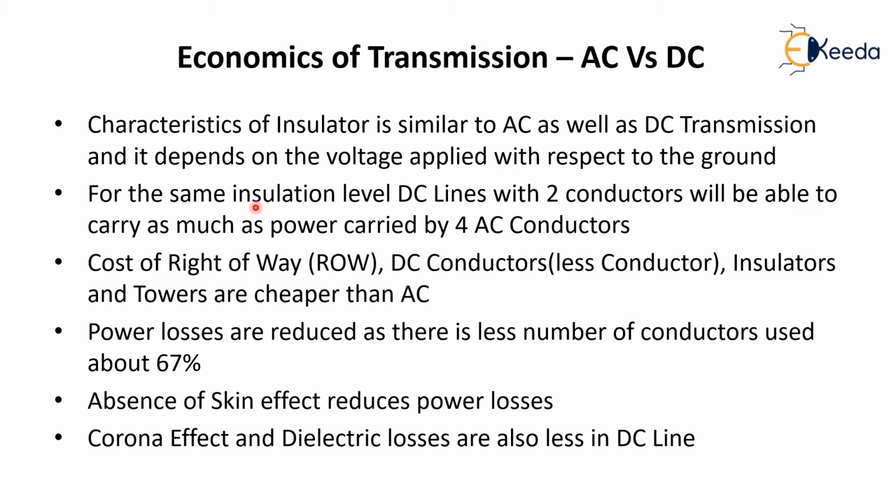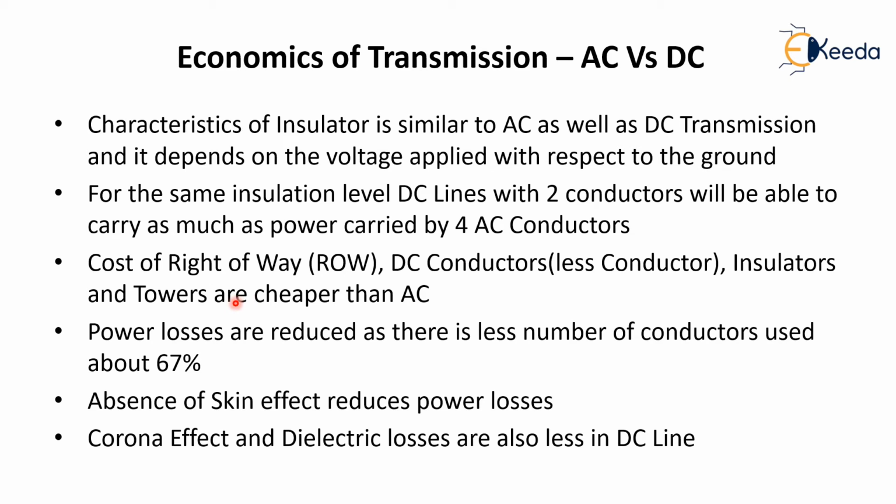And the second important factor is that for the same insulation level, DC lines with two conductors will be able to carry as much power as four AC conductors. And the third important point is that the cost of right of way, DC conductors, insulators, and towers is cheaper than AC. In DC systems, all these things are cheaper. We have discussed right of way already, and the number of conductors is less, the insulator requirement is also less, and towers are also cheaper in DC systems.